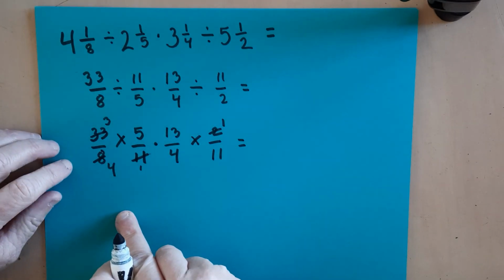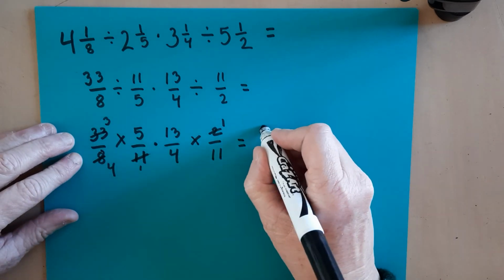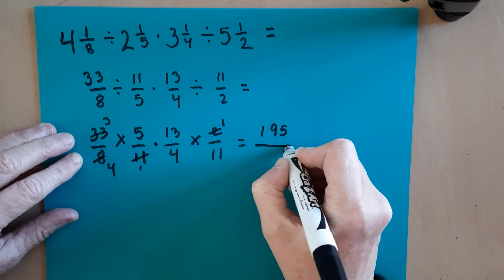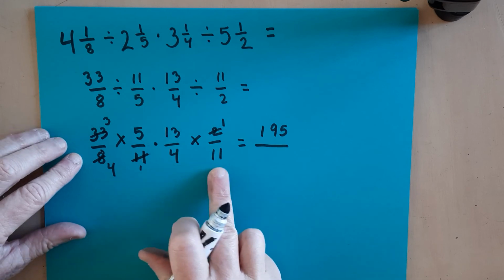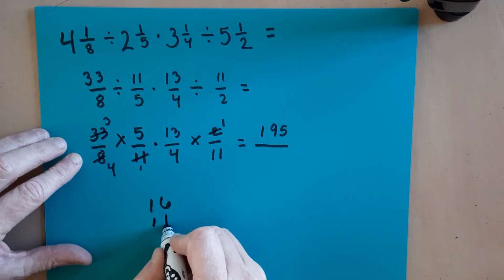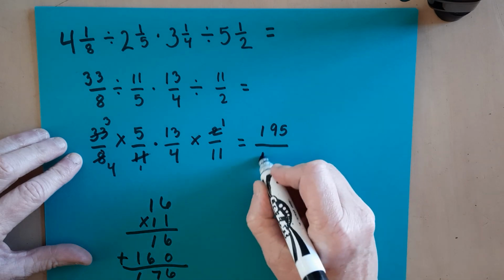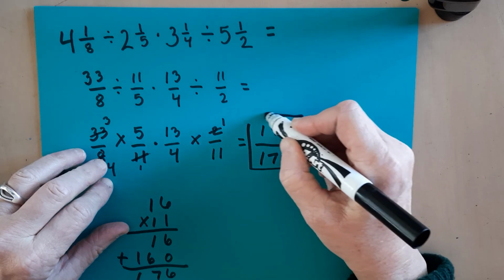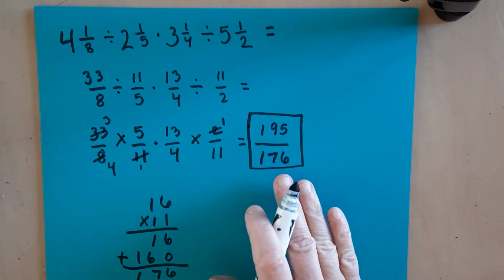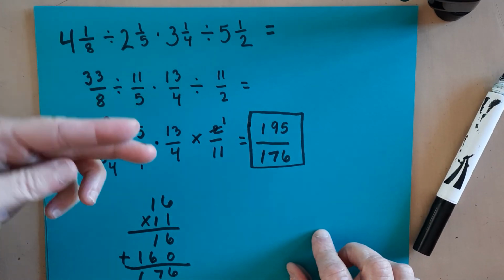There isn't anything else that we can cancel, so we multiply 15 times 13, which is 195. Then we multiply this bottom. 4 times 1 is 4, times 4 is 16, 16 times 11, you figure that out, becomes 176. So the answer to this problem right here is 195/176. And you can leave it like that. When you're doing these problems, remember, if there's a division, you change it to multiplication and switch to the reciprocal.